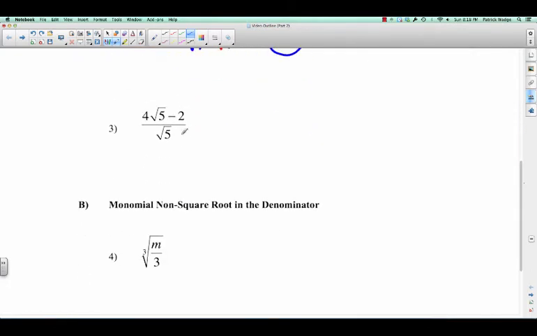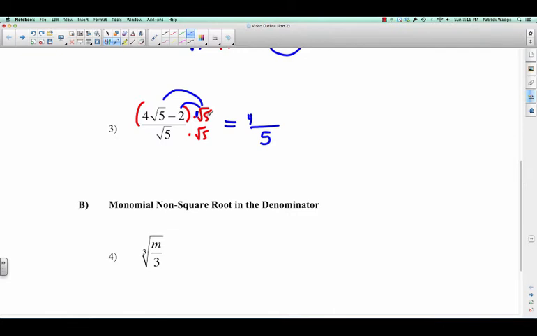Okay, third one, the denominator is root 5. We want to get rid of it, so we multiply by root 5, and we have to multiply this whole thing by root 5. In other words, you're going to be doing some multiplying here on the top. Okay, on the bottom, let's do the bottom first. Root 5 times root 5 is 5. On the top, 4 root 5 times root 5. So there's like a 1 here, right? So it's 4 times 1 is 4.